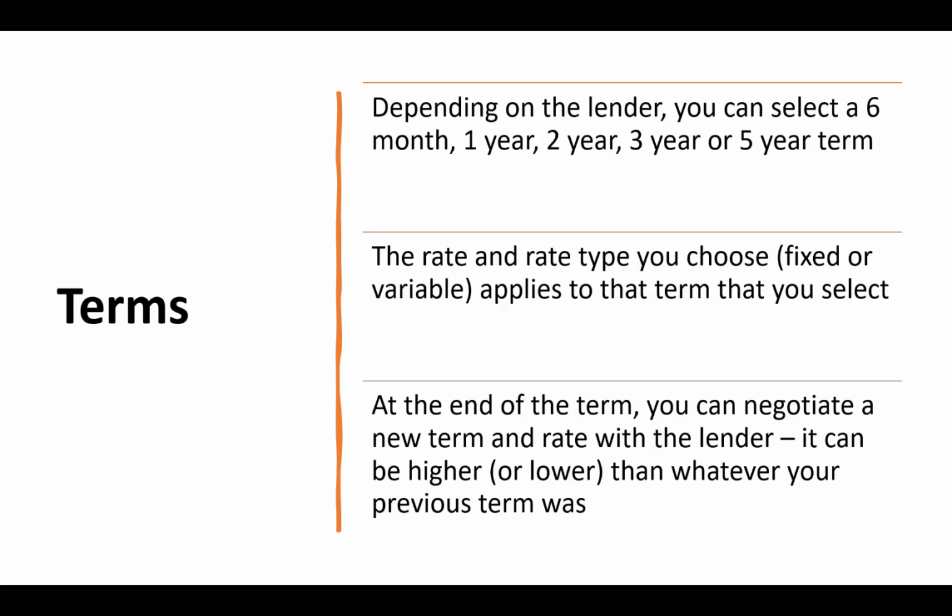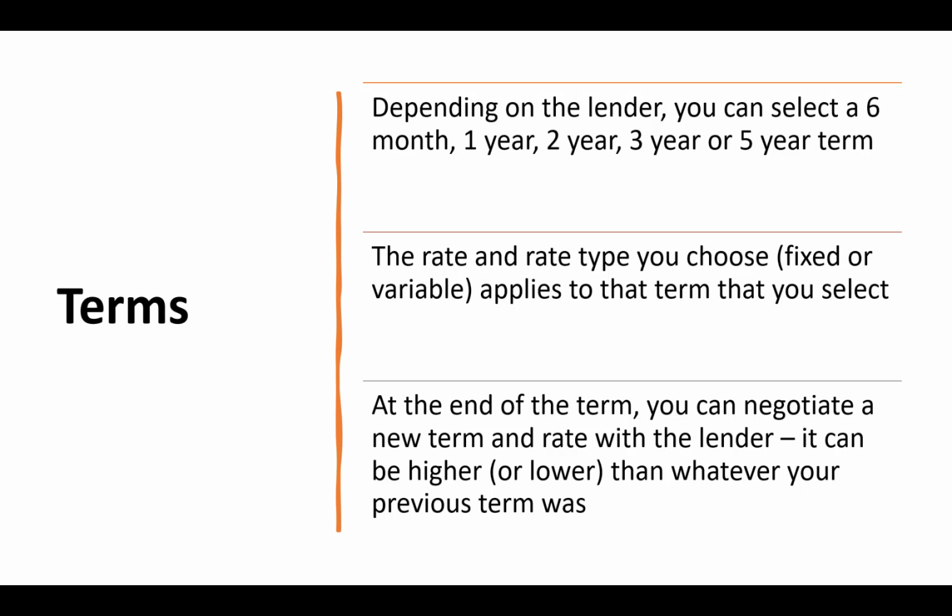So let's talk about terms. For a reverse mortgage, again, almost the same as a regular mortgage. It depends on the lender. You can select a 6-month, 1-year, 2-year, 3-year, or 5-year term. And the term is basically you setting the interest for that period of time. And like I mentioned, the most popular term in Canada is a 5-year term with a fixed rate of interest. That applies to both a reverse and regular mortgage.